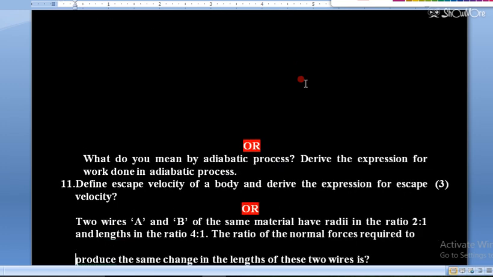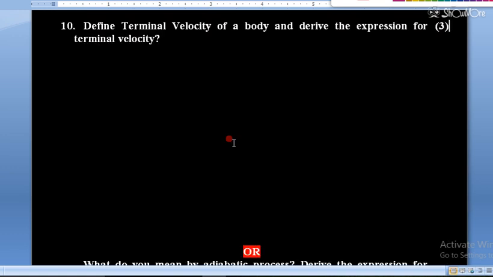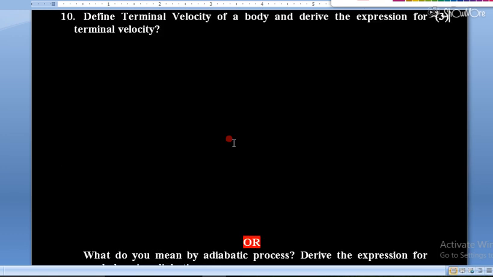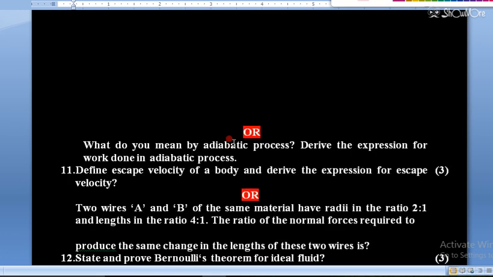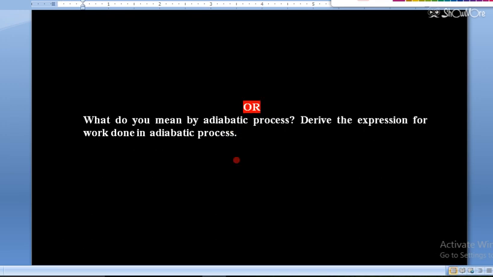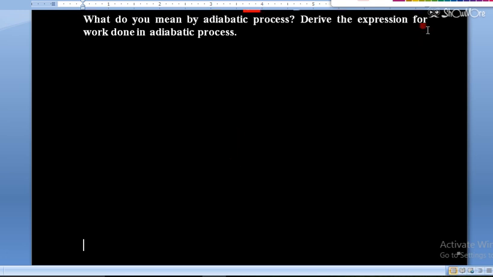In the next question, what do you mean by adiabatic process? Adiabatic process is the process in which there is no heat transfer. Okay, next question: what do you mean by adiabatic process? Derive the expression for work done for adiabatic process. So in this question, first of all, adiabatic process.